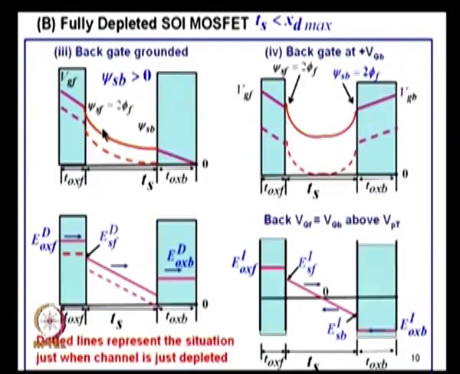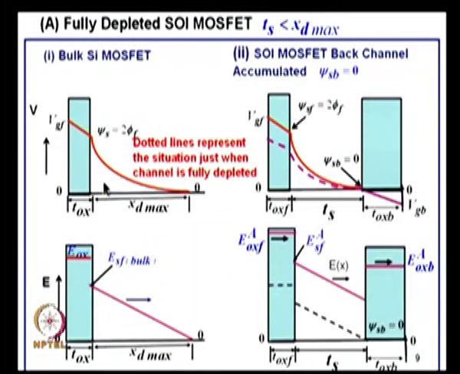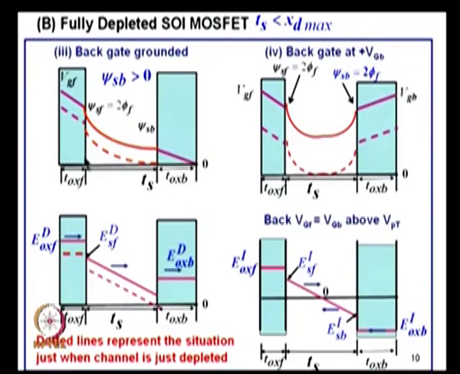Now, let us once again go back to this. Compare the situation here: twice phi f dropped across 0.3 microns, that was the depletion layer width. Now, this thickness is smaller, but the voltage drop across it is much smaller, twice phi f minus psi s b, this can be as close as to that. So, the fields here will be smaller.